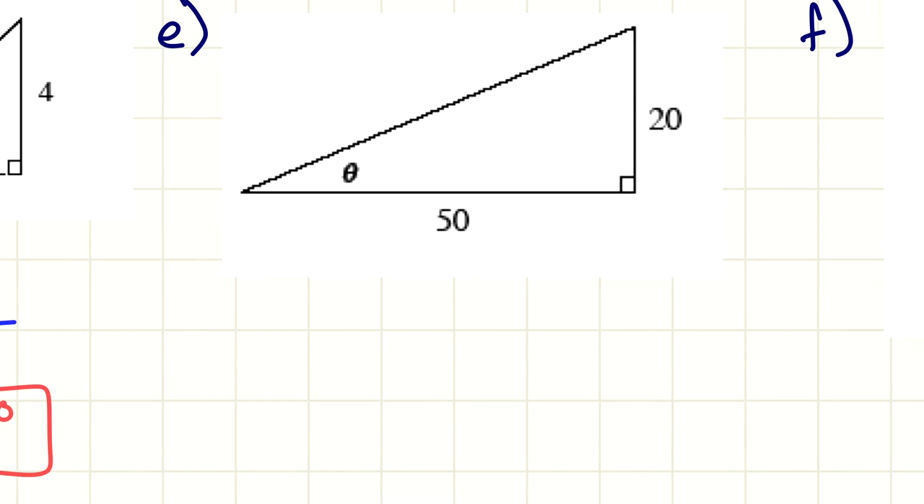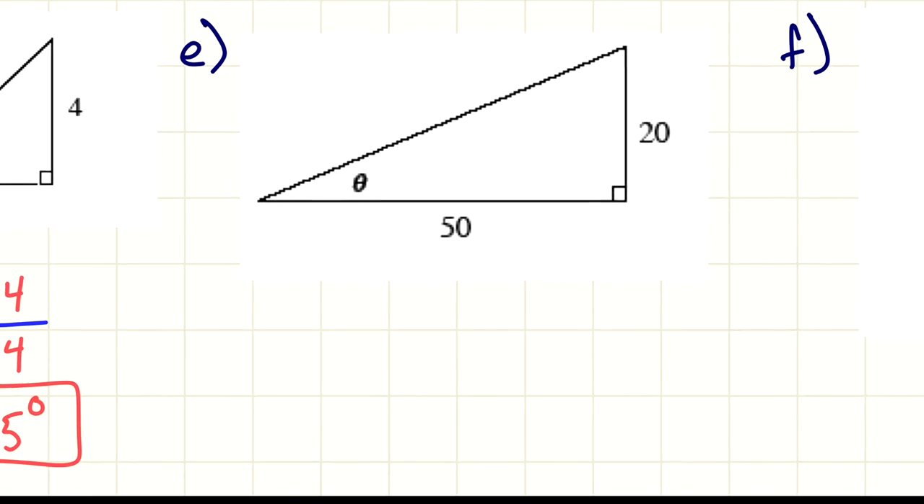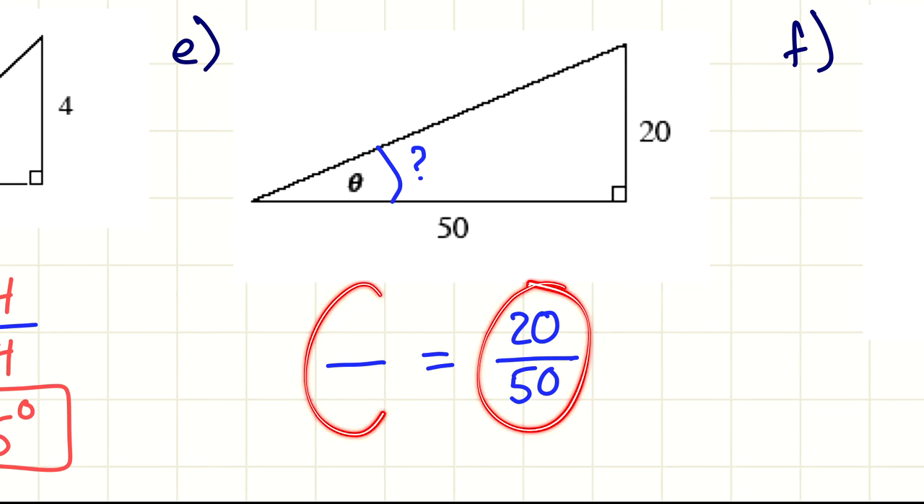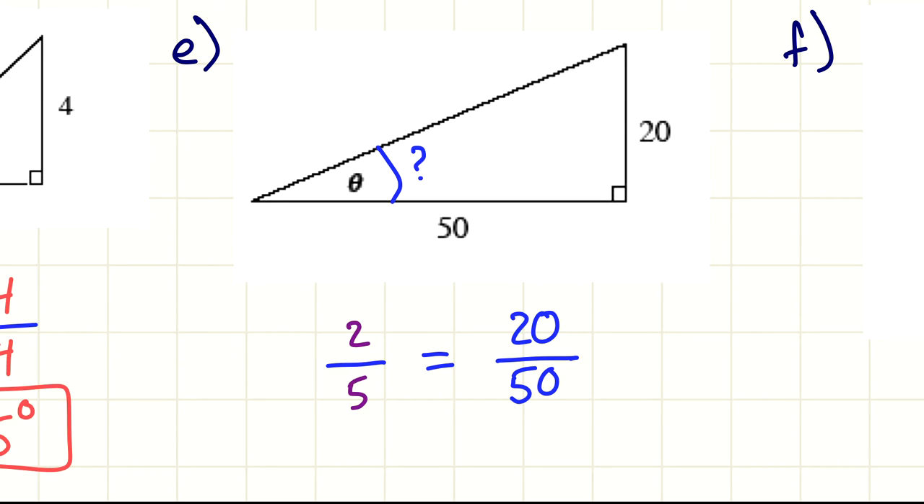So I'm going to set up my proportion. So I have 20 over 50. And again, we're trying to figure out this theta. So that means we don't know what it is. So then I need to reduce this fraction to see what that comes out to. And so this is going to reduce to 2 over 5.